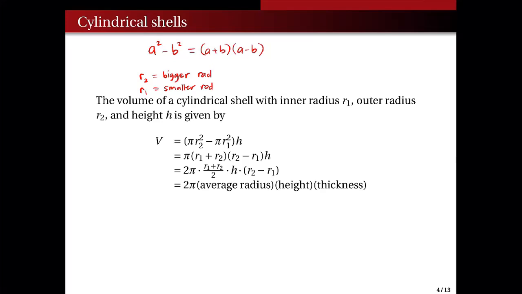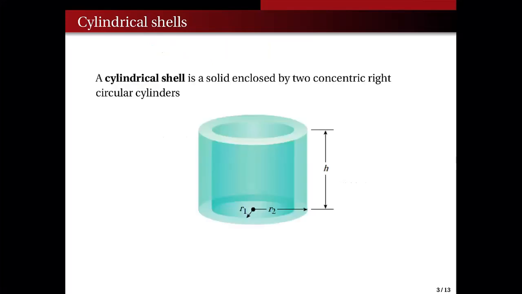And then there's still the H, that's your height. And this R2 minus R1 is precisely the thickness. This part here up to this part here is your R2 minus R1. So it's your thickness. So in here, the volume can be written as 2 pi times R1 plus R2 over 2 times H times R2 minus R1.